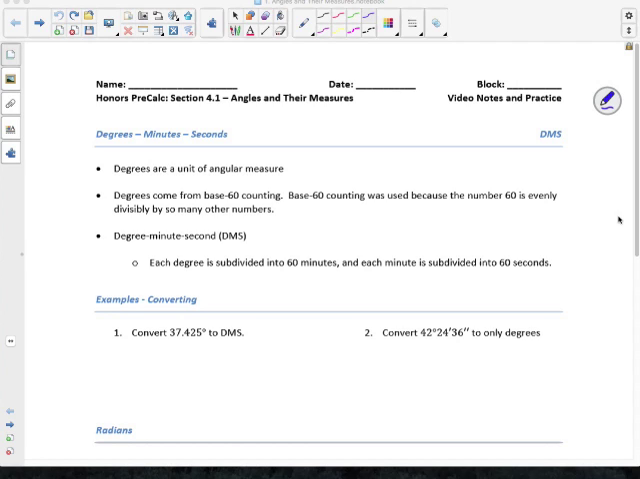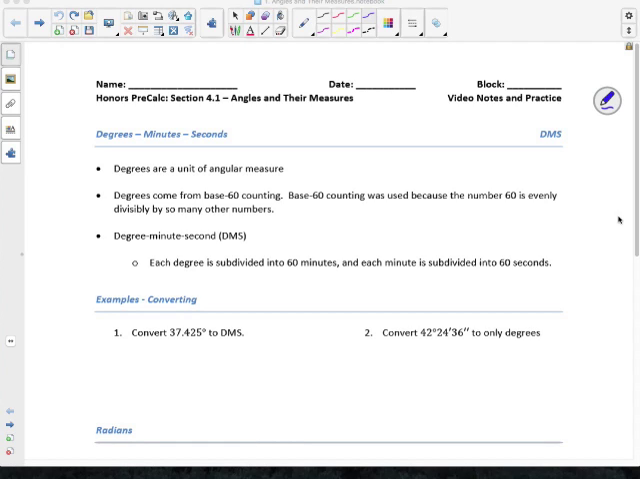measures of angles are. So first one we have here is degrees. Degrees is basically just an angular measure. Degrees come from base 60 counting, which actually happened way back in like Mesopotamia times, which is fascinating, I know. They like the number 60 because it's very evenly divisible by a lot of numbers. And so they tried to do everything as base 60.